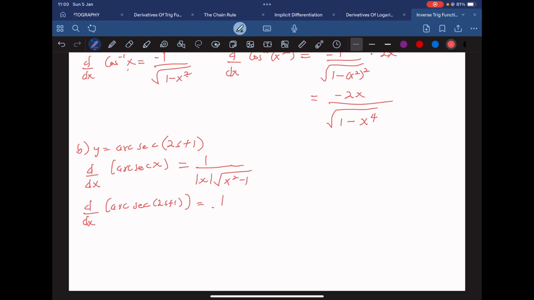So this is 1 out of absolute. Now instead of x we have 2x plus 1. Instead of x squared we have 2x plus 1 squared. Then we bring the minus 1. So you can simplify this further.